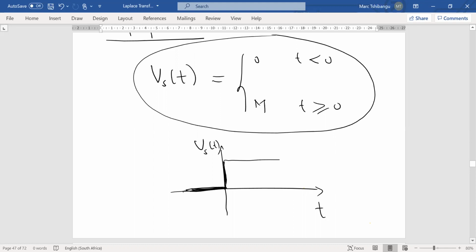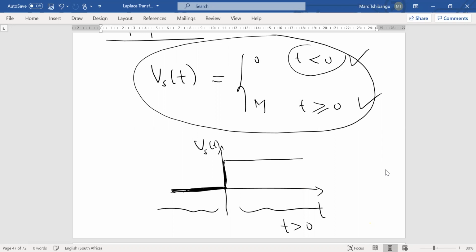And then there'll be a steady state condition. This is a step function, which corresponds to the mathematical expression: when t is less than 0, our function is 0. T less than 0, because this is your t-axis. This part here is t greater than 0, and this part is t less than 0. So when t is less than 0, the step function is 0.